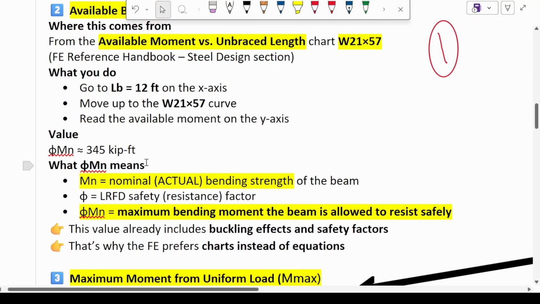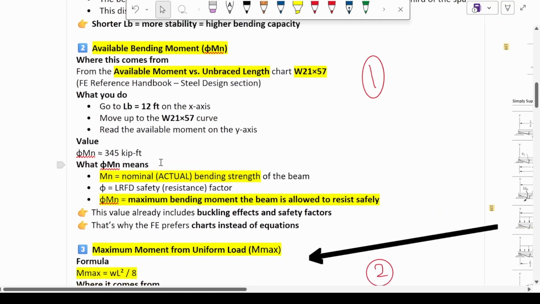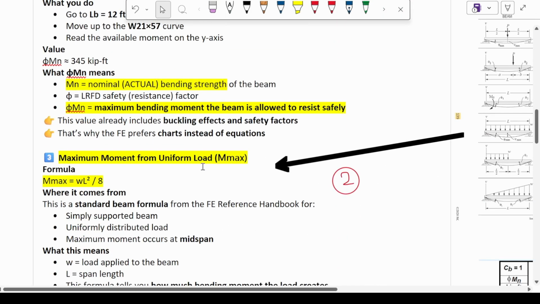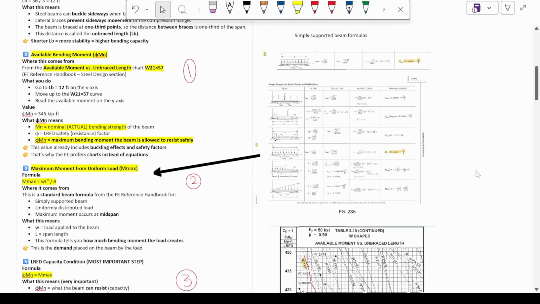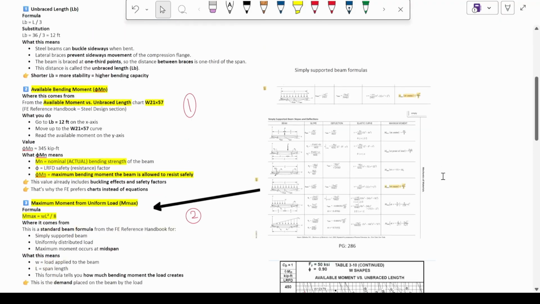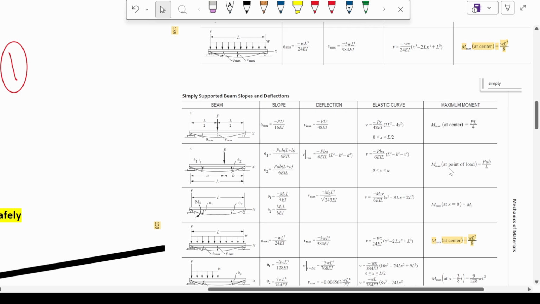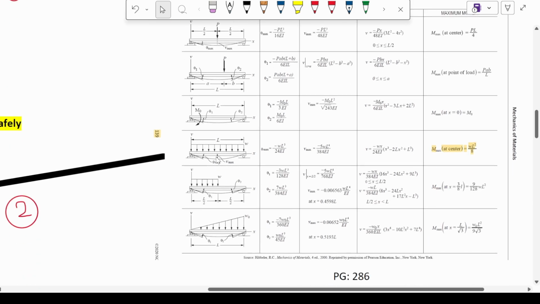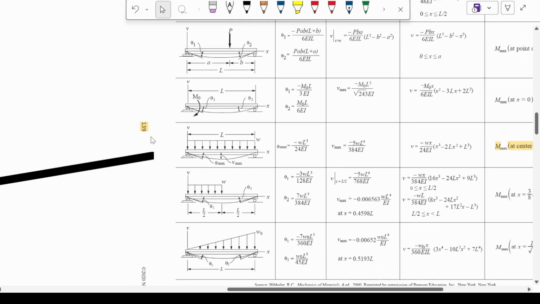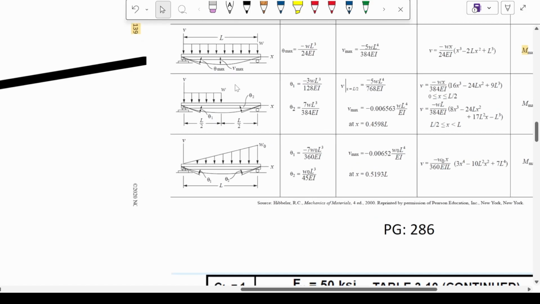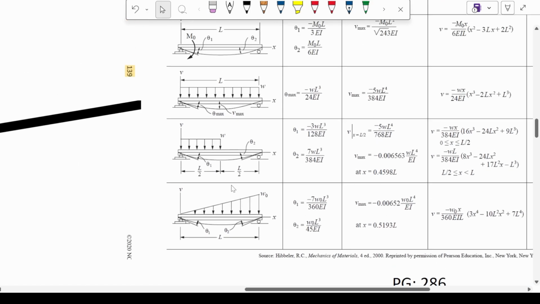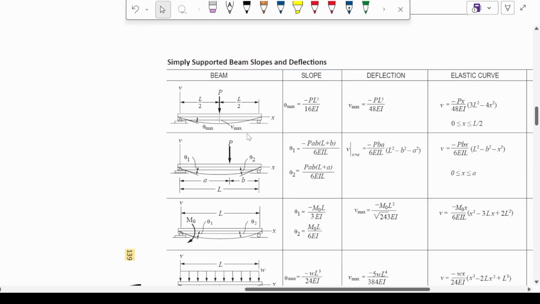At the same time, the only thing you've got to remember for this problem is that φMn is equal to the maximum moment. If you search for maximum moment in the FE reference manual, on page number 139, the maximum moment for simply supported beams is provided. This particular case is this one over here, right next to 139. This is the uniform distributed load case. Every other case is very different from the given problem.